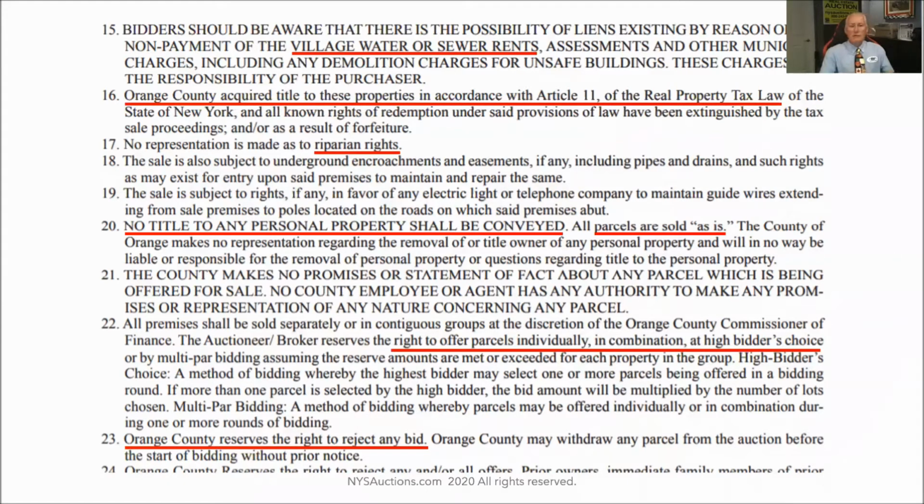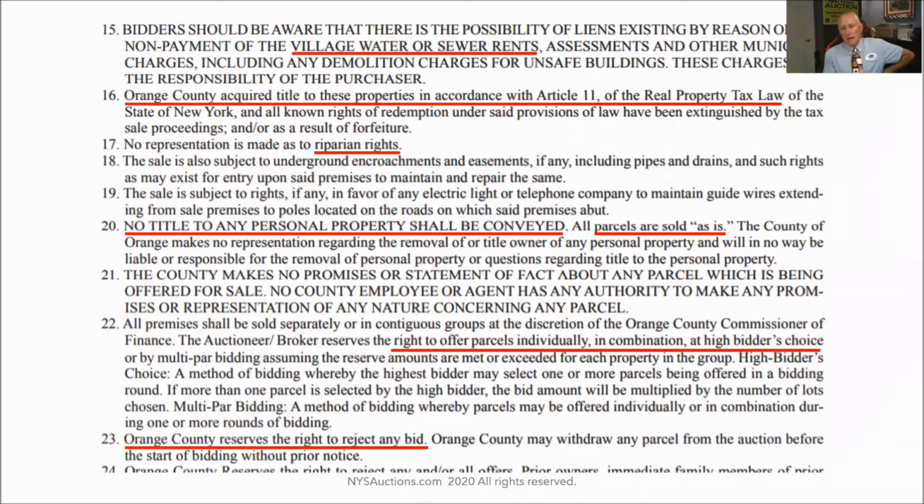So no title is being conveyed to you relative to personal property. What is personal property? Or another word is chattel property. Clothing, televisions, furniture, vehicles, personal property. And I'll cover that in just a second. Boats, trailers, snowmobiles, snow blowers, lawn mowers. Any of the things that are personal property, you're not buying. They may be in your way. You may have to dispose of them once you take title, but you're buying real estate.